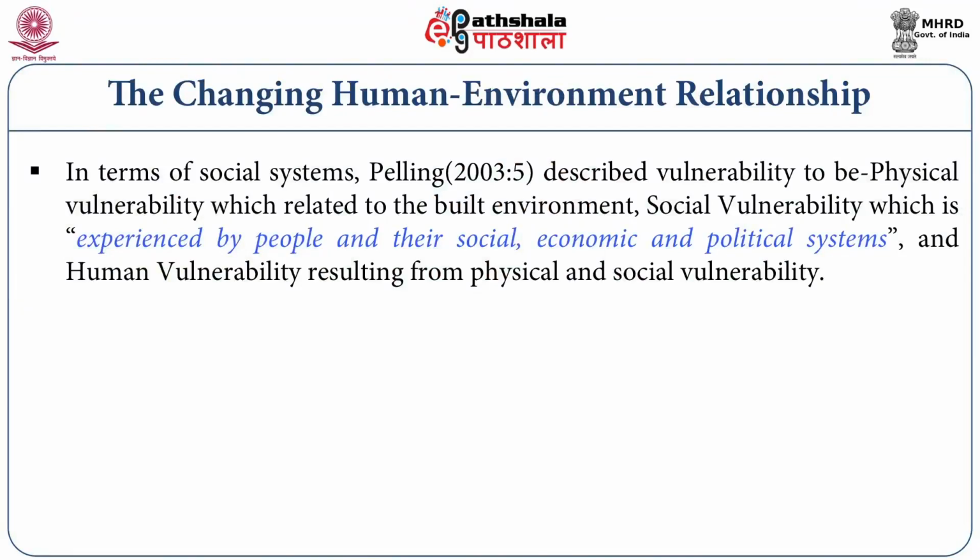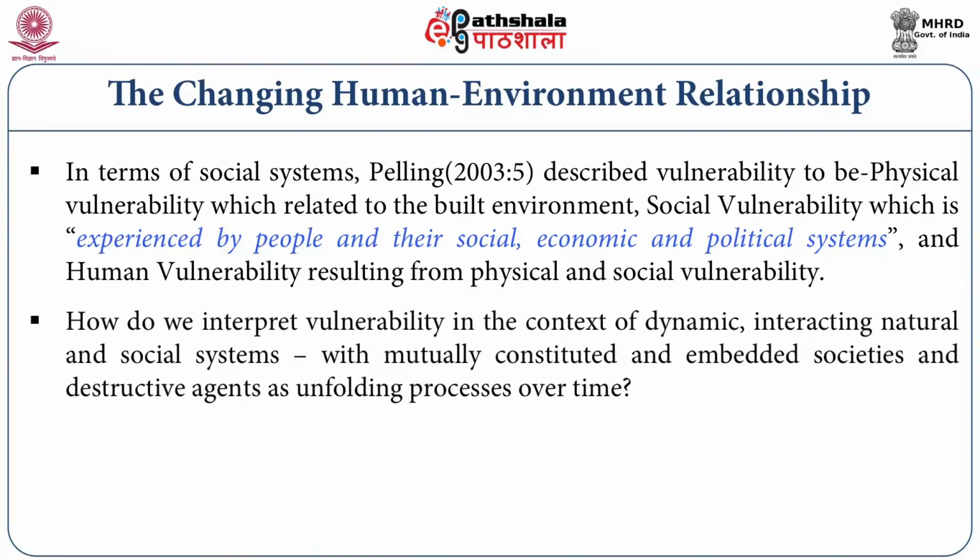In terms of social systems, Pelling described vulnerability to be physical vulnerability, which is related to the built environment. Social vulnerability, on the other hand, is experienced by people and the social, economic and political systems. And human vulnerability is resulting from physical and social vulnerability. How do we interpret vulnerability in the context of dynamic, interacting natural and social systems, with naturally constituted and embedded societies and destructive agents as unfolding processes over time?